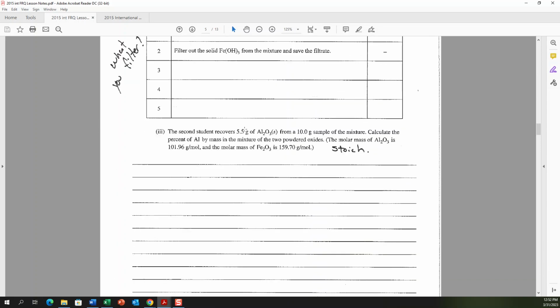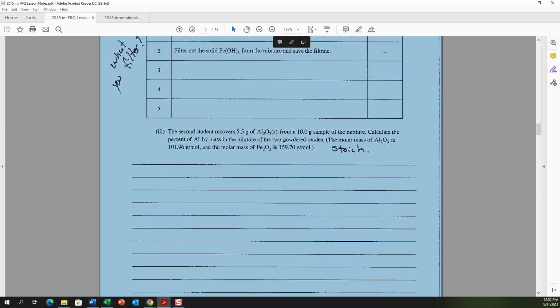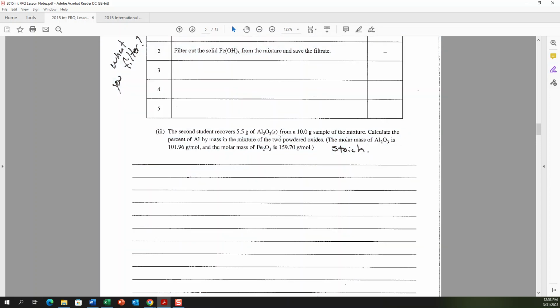The student recovers 5.5 grams of aluminum oxide from a 10-gram sample of the mixture. Calculate the percent aluminum by mass in the mixture of the two. So if we did 5.5 divided by 10, that would give us the percent of aluminum oxide in the mixture. So we have to do a little bit of stoich here. We have to figure out how many moles of aluminum, or how many grams of aluminum we have, and then divide it by the 10 grams there.